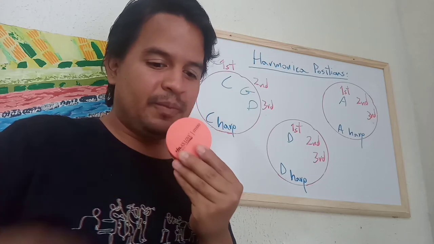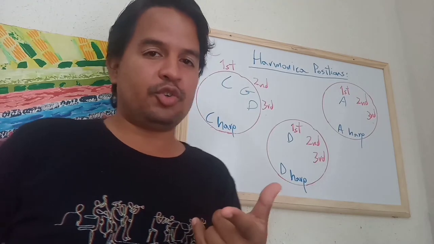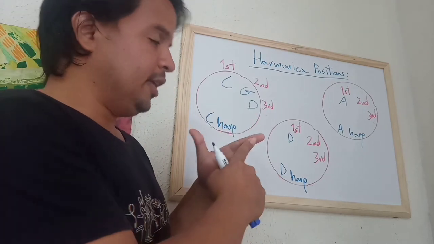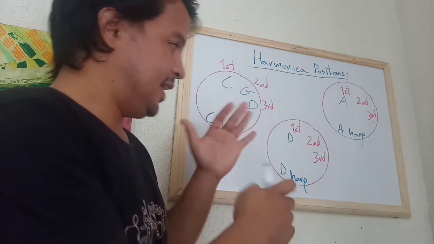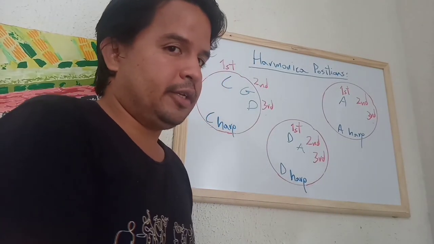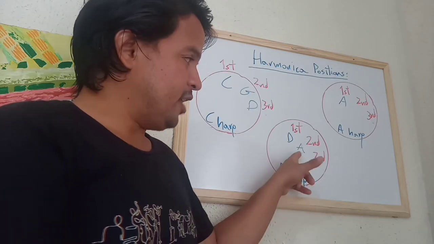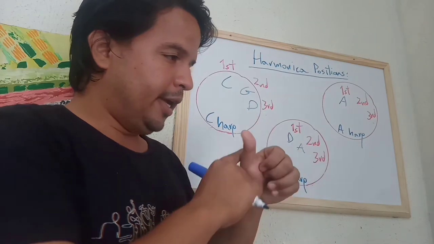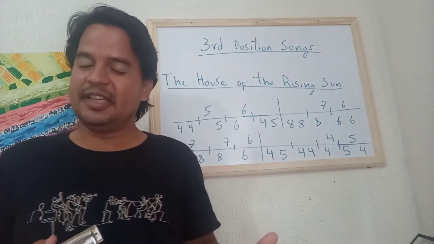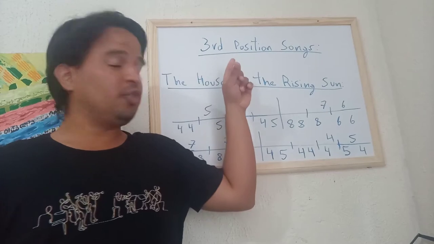Then the next fifth after D is going to be second position. What is the next fifth after D? D, E, F, G, A. That's going to be second position on our D harmonica. And third position on our D harmonica, the next fifth after A, A, B, C, D, E. And finally, we've got to the playing part, and we'll talk about third position songs.